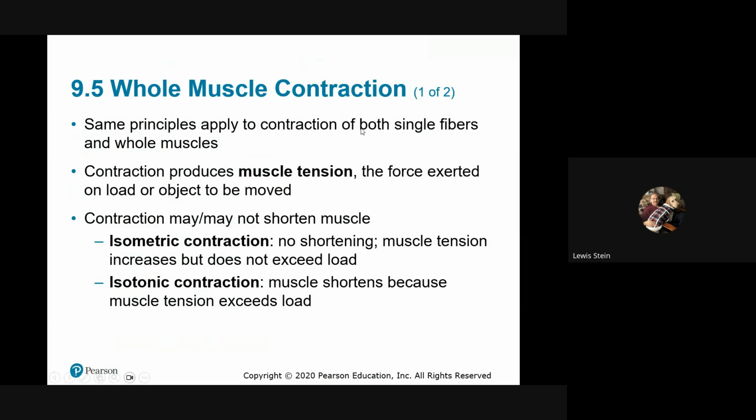So the same principles apply to contraction of the single fiber, and this is where we're looking at the whole muscle. Contraction produces tension in the muscle. That's a force that exerts itself on a load or an object from a physics perspective. It may or may not shorten the muscle. I mean, isometrics.